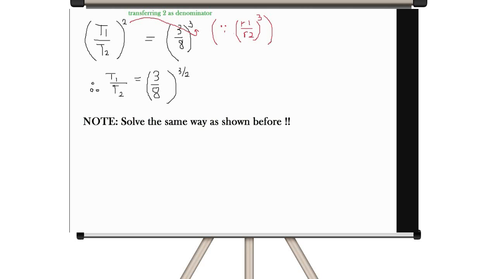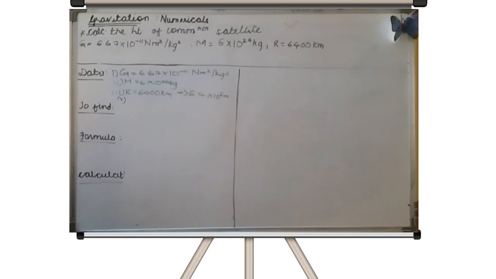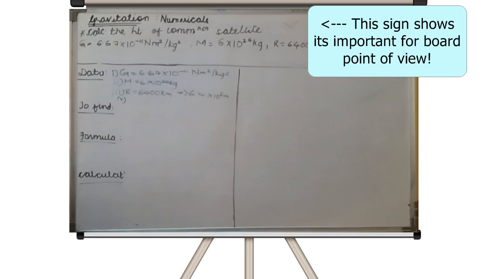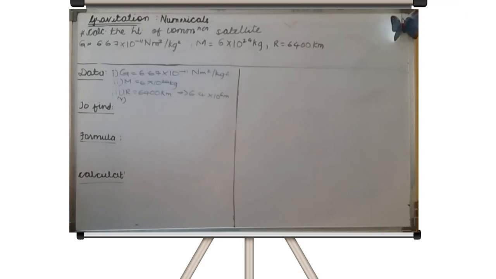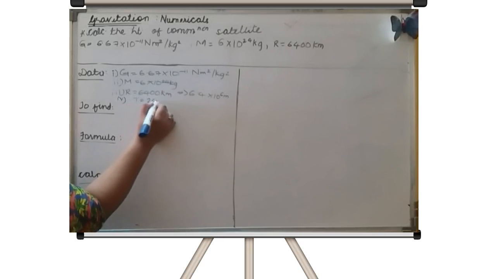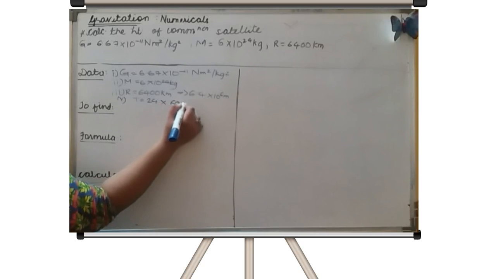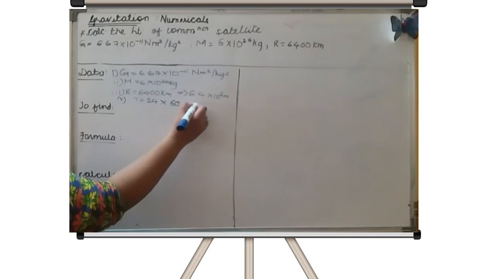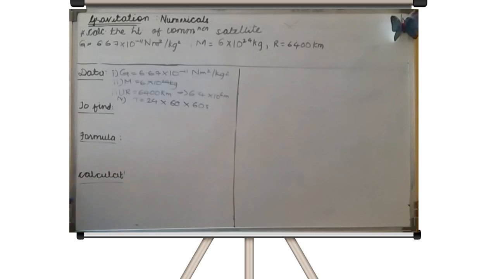For the second one, here we are given the information that we have to calculate the height of the communication satellite, which revolves around the Earth 24/7. So the information was given, and I have just written it down. Also the time period, the time taken by the satellite to revolve around the Earth is 24 hours, and also 60 minutes and 60 seconds. So we will convert it into this form and substitute the values.